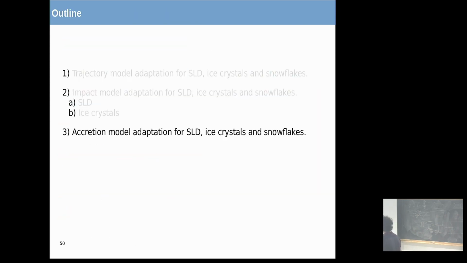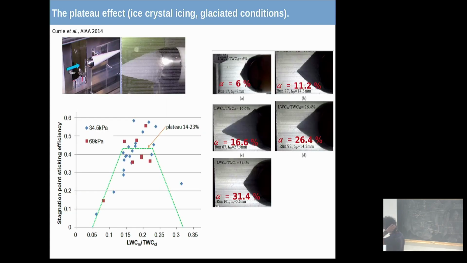Okay, now regarding accretion, the plateau effect I mentioned at the beginning, and that has already been shown by Claire. Here are the experiments made by Curie on a typical conical ice shape like that, and here are the ice shapes which are very sharp. And here are the ice shapes we have when we increase the amount of liquid water inside the impinging particle.